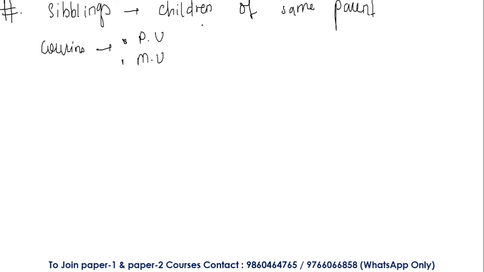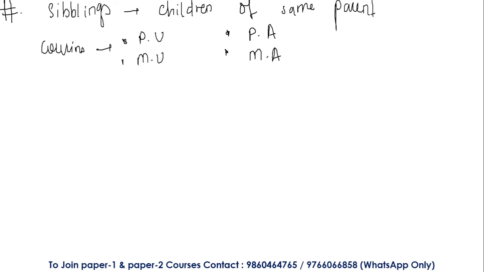Next, whenever we talk about the paternal aunt or maternal aunt, that is masi or bua, their children, whenever we are talking about their children, we are talking about cousins. Try to understand this.